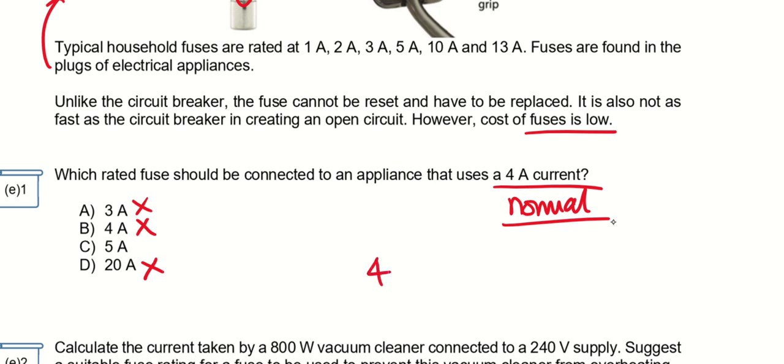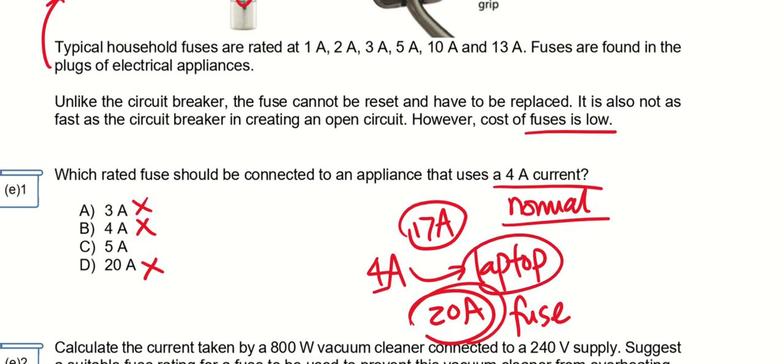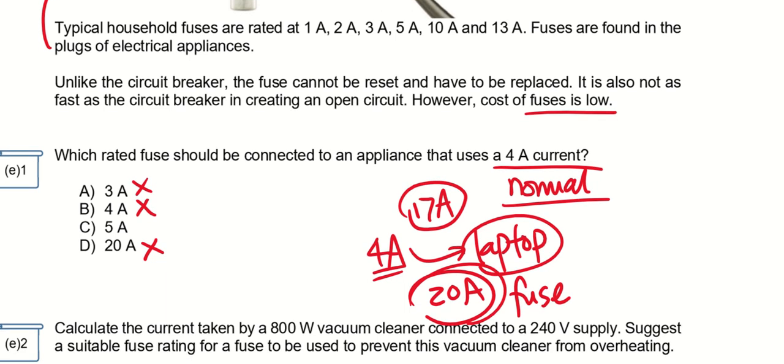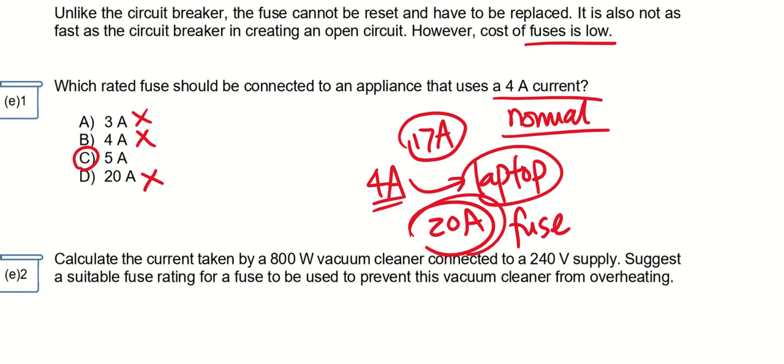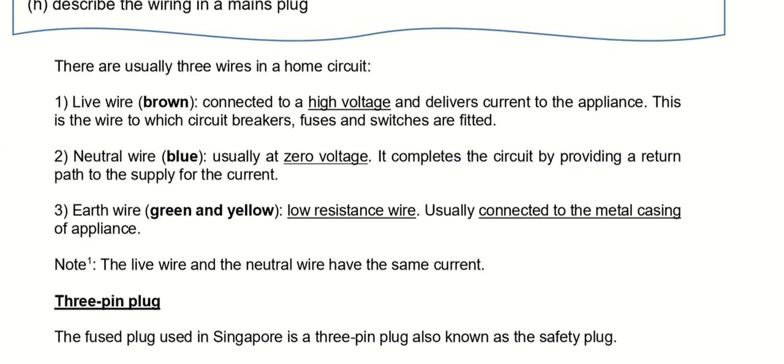So imagine my laptop uses 4 ampere. 4 ampere goes into my laptop and I choose a 20 ampere fuse to guard my laptop against excessive current. What if there is now an electrical fault and a surge of current of about 17 ampere? The fuse that is guarding my laptop will not melt, but my laptop, which can only take 4 ampere, will suffer some damage. Anything that is so much higher than that will result in some fault. So I need to select a fuse that is slightly higher than the normal operating current. Okay, this one you can do your calculation yourself. I will skip this first. I will go to this.